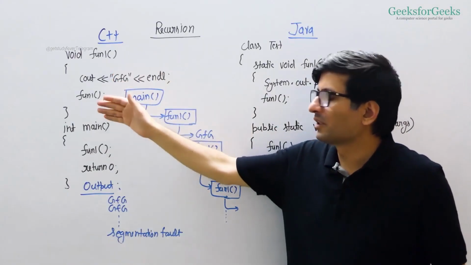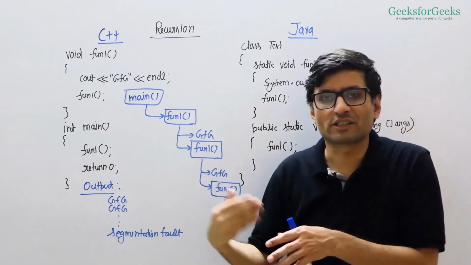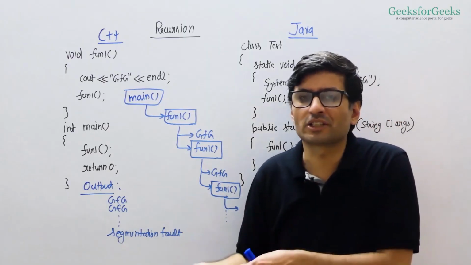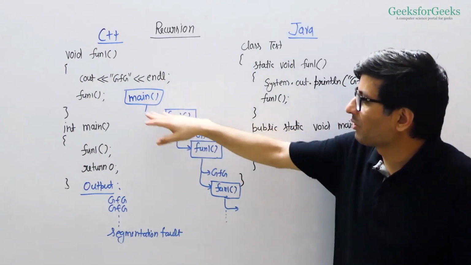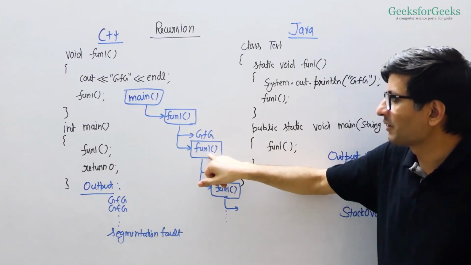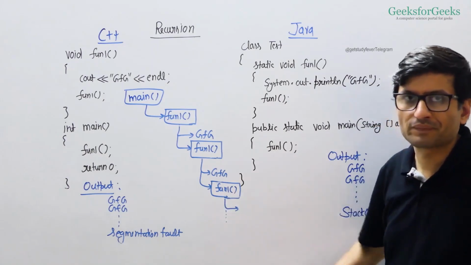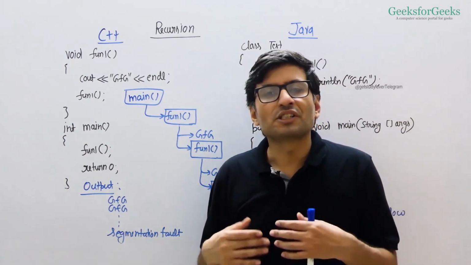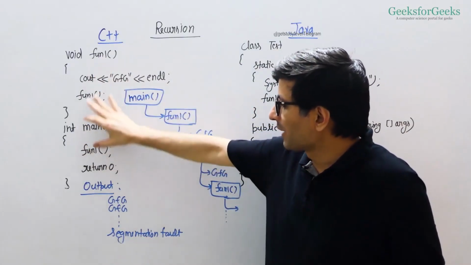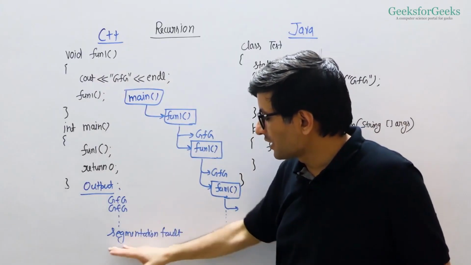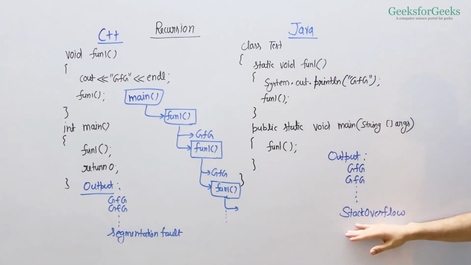It's calling itself, but there's something wrong in this function. The wrong thing is it keeps on calling itself. There is no termination condition. It's a never terminating function. So main calls fun1, fun1 prints gfg, and then again calls fun1, fun1 prints gfg, again calls fun1, and it keeps on happening. So how are C++ and Java going to behave? When you run this with the GCC compiler in C++, you get gfg, and then you get segmentation fault. And when you run this Java program, you get gfg, and then stack overflow.